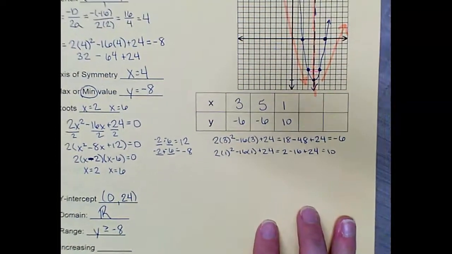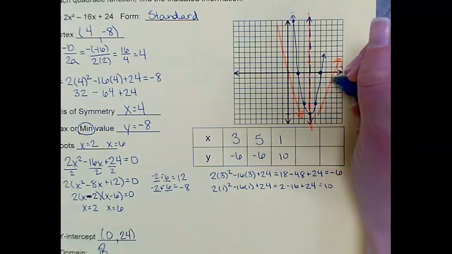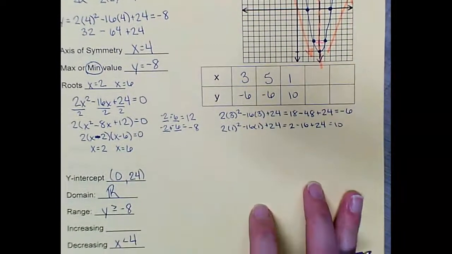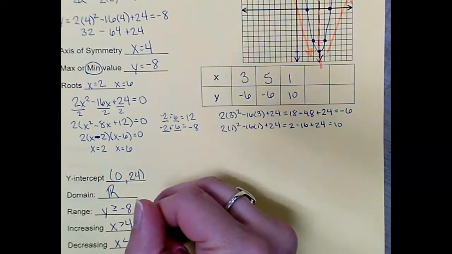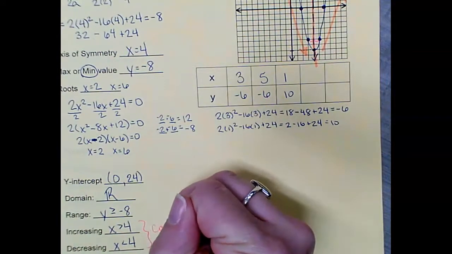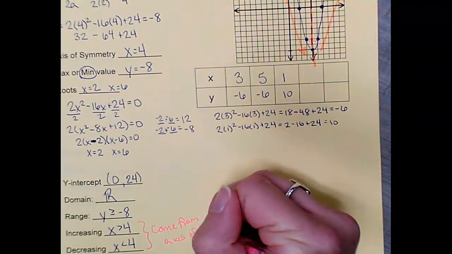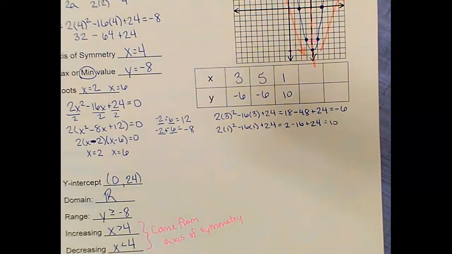Well, my increasing interval is after the vertex. So it's all the x values after the vertex. So everything that's over here, all the x values that are greater than 4, that's my increasing interval. So the increasing and decreasing intervals come from the axis of symmetry. Always. When we talk about parabolas, they come from the axis of symmetry. So everything to one side will be either increasing and the other side will be decreasing.